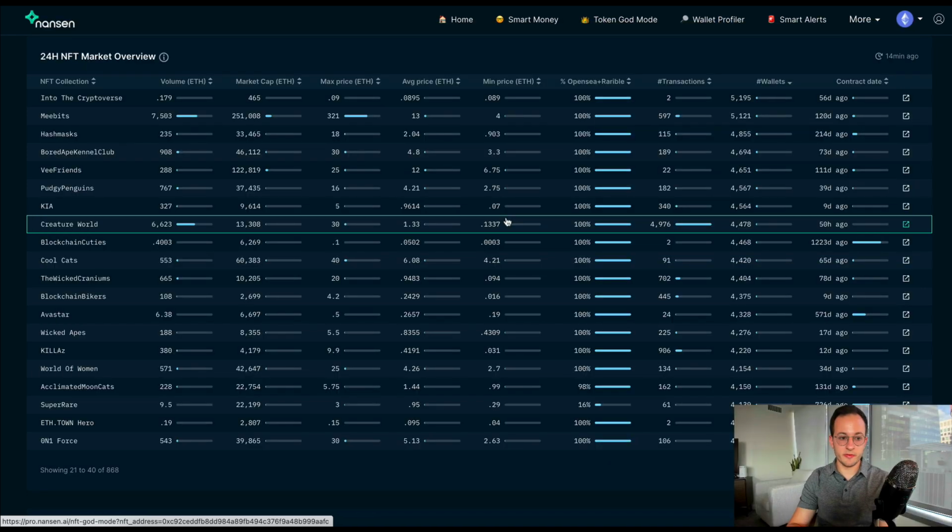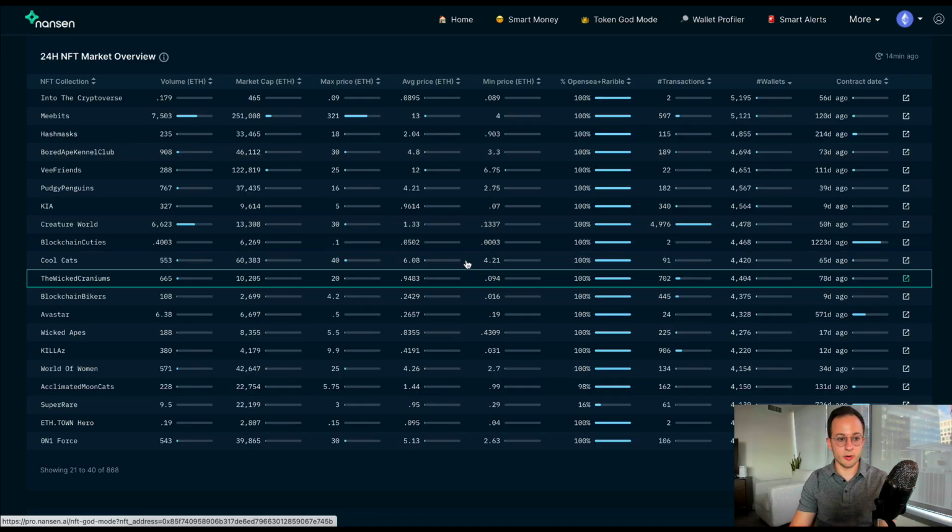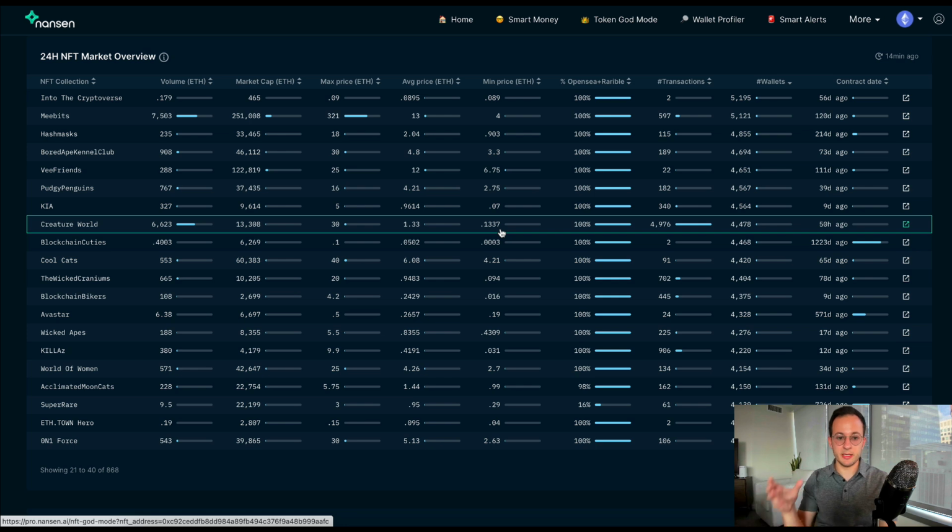I think it's worth highlighting here that when we compare this by the number of wallets, you can see there are actually more holders of Creature World NFTs than Cool Cats, and Cool Cats has been around for a long time. So that's why I was intrigued with it. That was really the third thing that tipped me off to look into Creature World. So why is this such an important metric?